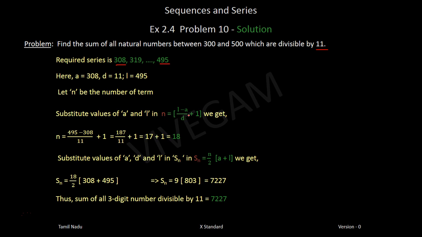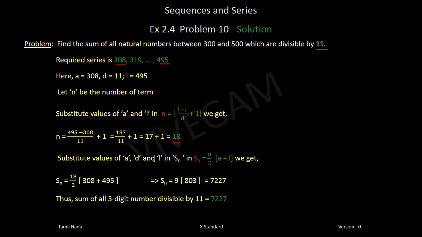n equal to (l minus a) by d plus 1, that is (495 minus 308) divided by 11 plus 1. 495 minus 308 is 187. 187 divided by 11: 11 will go once, and 7, 77, it will go 17 times. 17 plus 1, 18. So n equals 18, which means there are 18 terms in this series and the 18th term is 495.